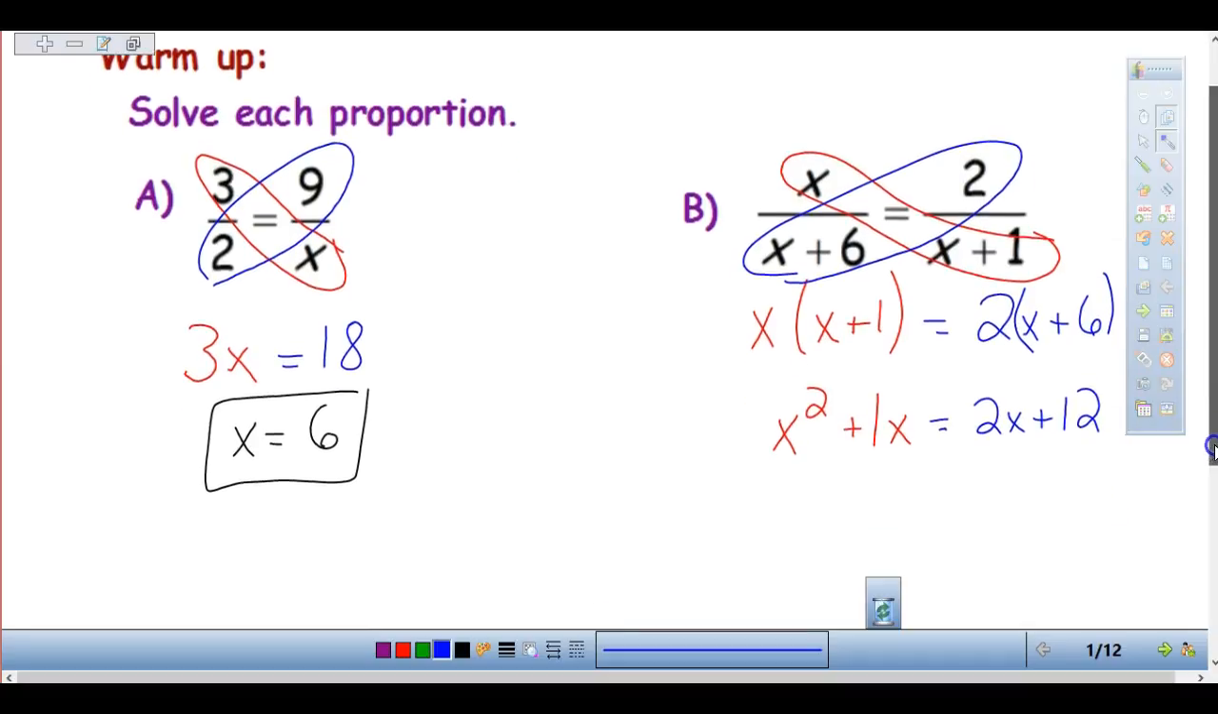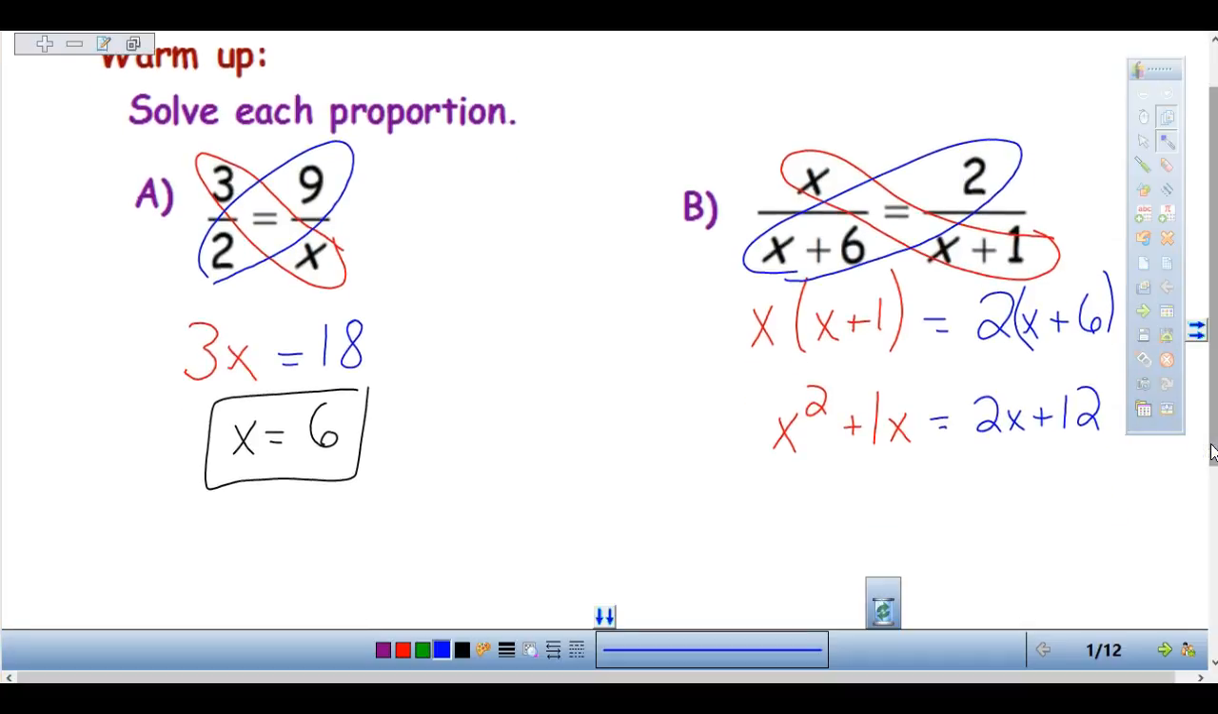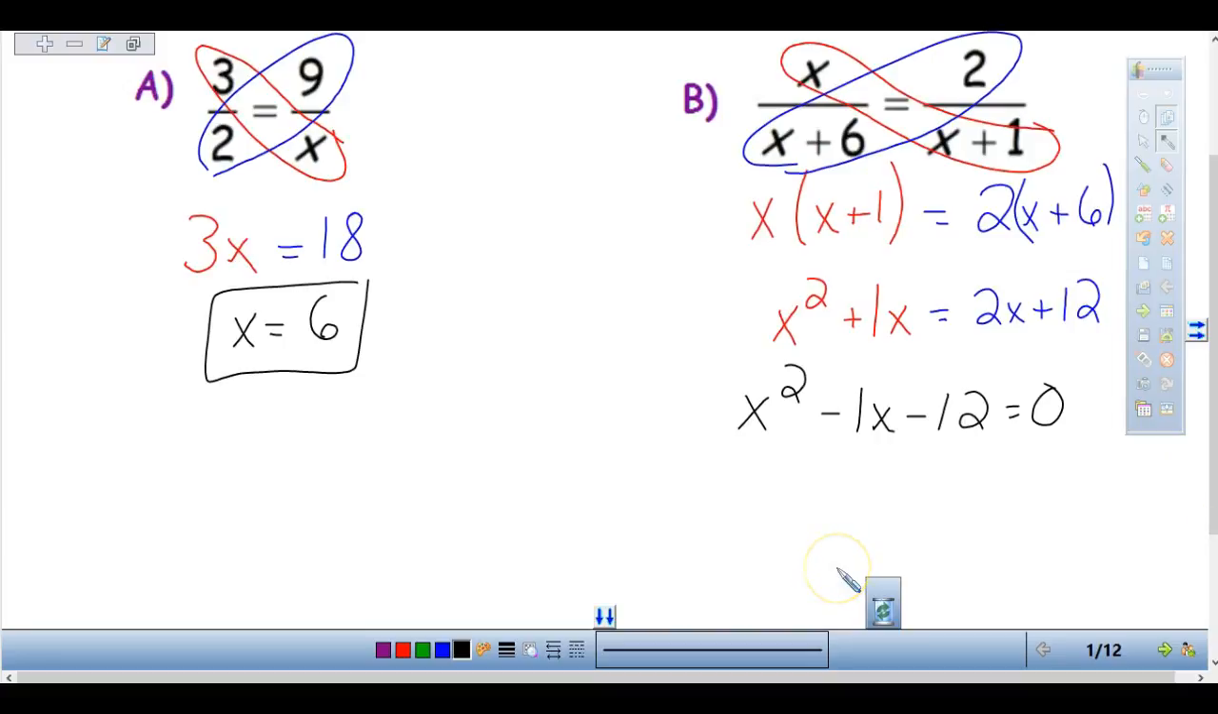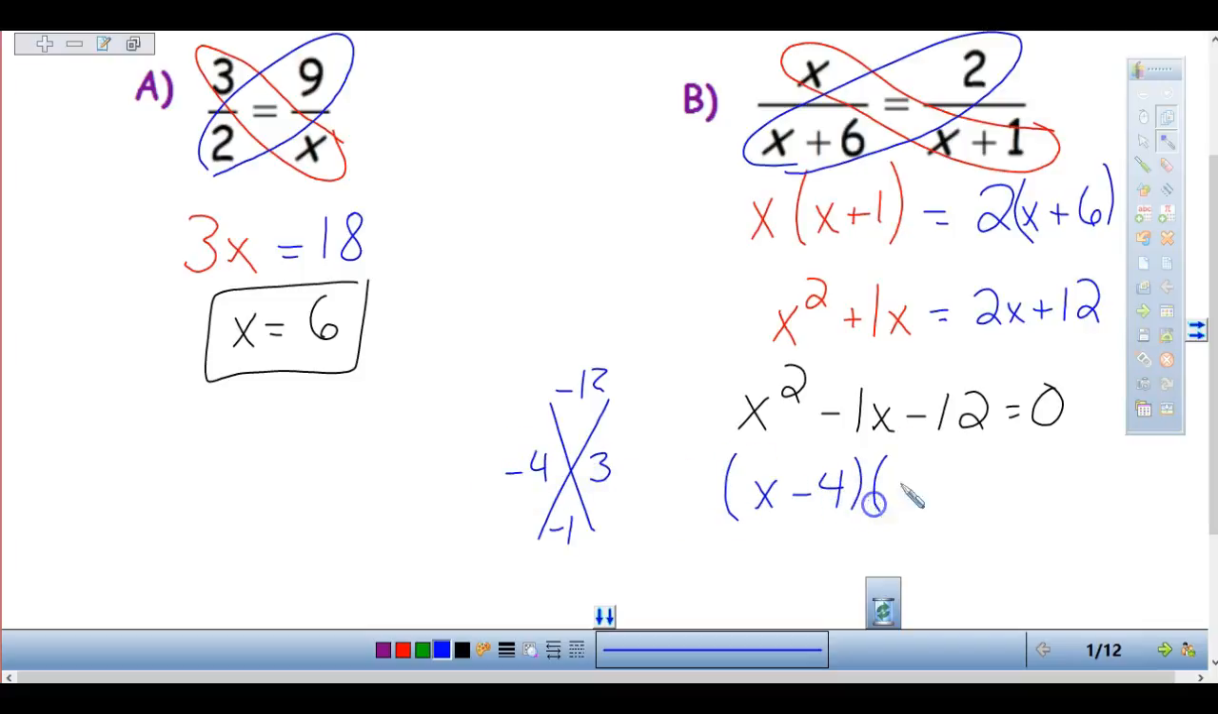0. So this is going to be a little bit different from that one that was linear. We could just solve it. So here, when we solve this, we'll get x squared minus 1x minus 12 equals 0. So how do we solve that then? So negative 12 and negative 1, what factors do we get? Negative 4 and 3. So we will have x minus 4, x plus 3 equals 0.